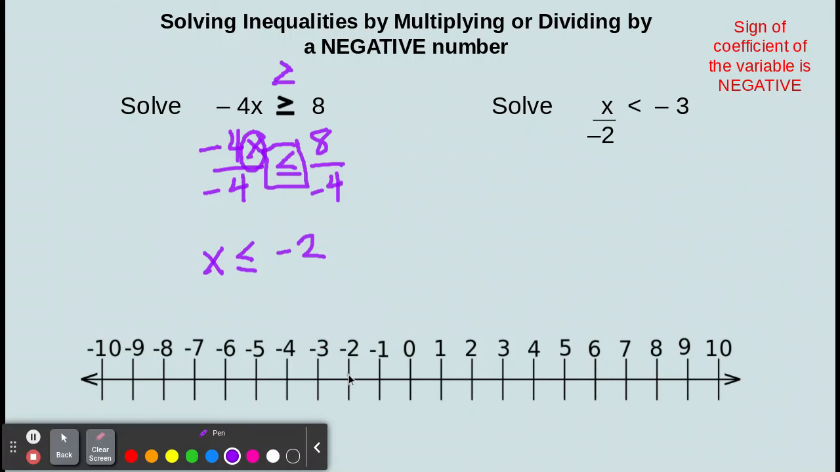And how do we graph that? Here's our negative 2. It's less than or equal to, so we need to color it in. And since I said less than or equal to, we know it has to go to the left, right? This is less, this is greater.